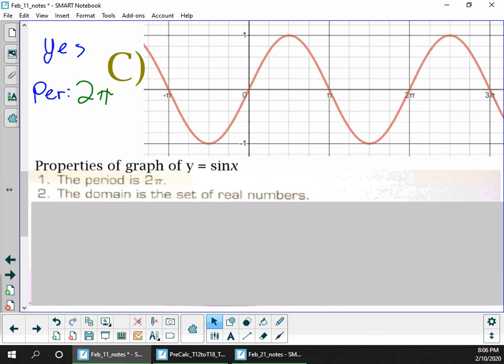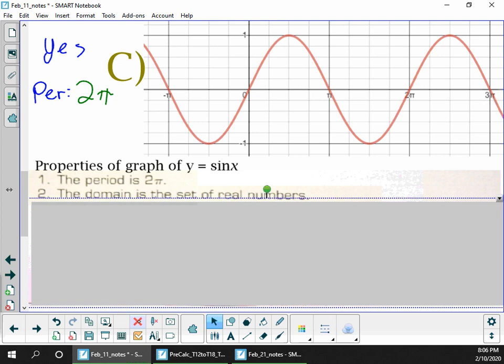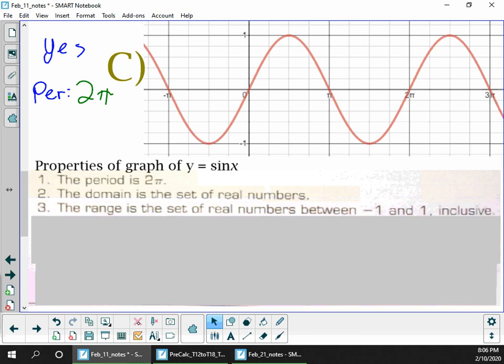Second one, the domain is the set of all real numbers. We can plug in any number for our x, and it's going to give us a value out. All real numbers. The range is the set of real numbers between -1 and 1. If you look at that graph, notice its lowest spot is at -1. Its highest spot is at +1. And we only oscillate between -1 and +1.